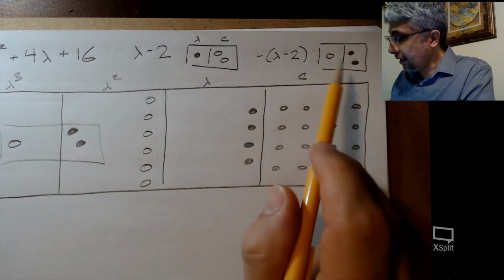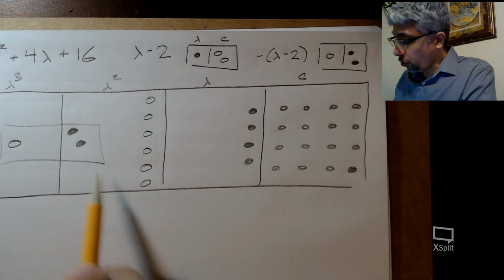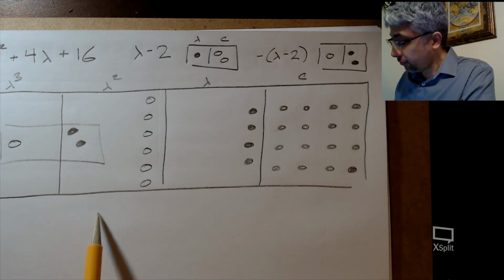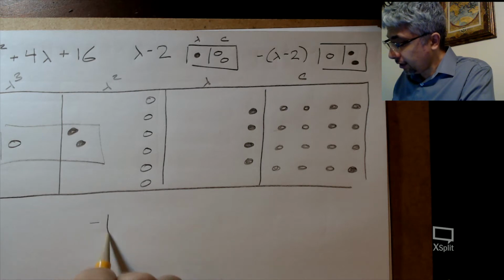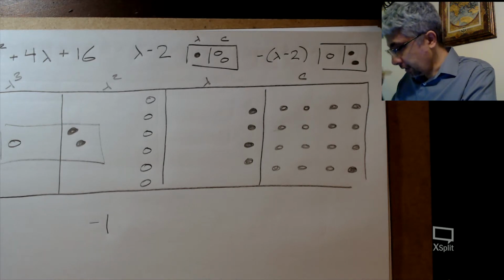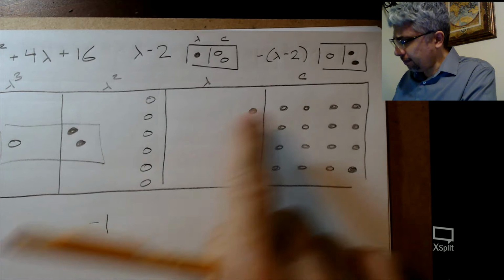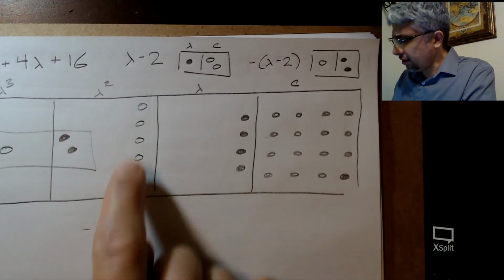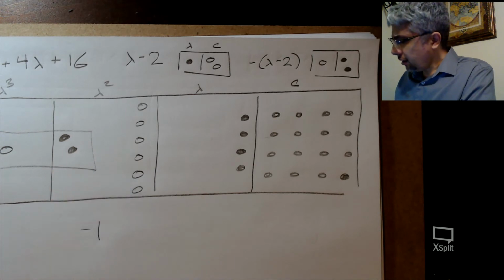Now, of course, it's the negative version. So what does this give me? It gives me a negative where this domino leaves off. So that would give me a -1 here. Okay, so I'm not going to get any positives here because there's no more dark dots.